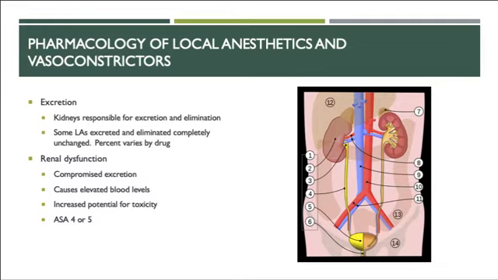Now, significant renal disease represents a relative contraindication to administering local anesthetics, and this includes patients undergoing renal dialysis or someone that has chronic glomerulonephritis or pyelonephritis, which would make sense that they would be classified as an ASA class 4 or even a 5.